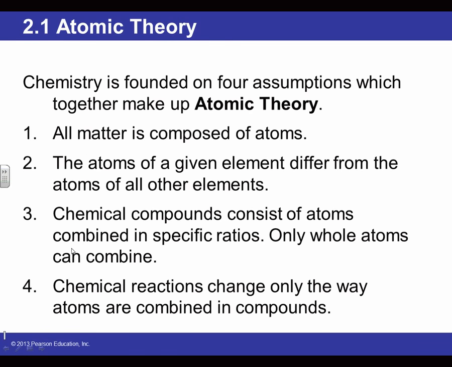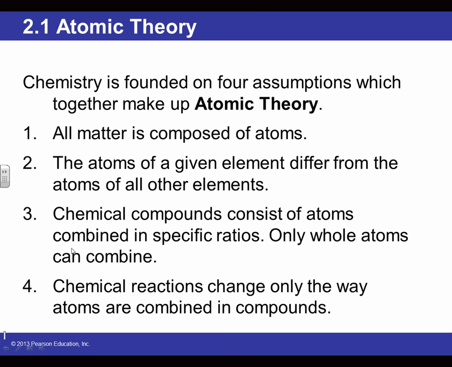Now, within the four assumptions of the atomic theory, there are four things that we are going to use as kind of our precepts. They are that all matter is composed of atoms. The atoms of a given element differ from the atoms of all other elements. Chemical compounds consist of atoms combined in specified ratios. Only whole atoms can actually combine, so you don't get partial atom fractions. And then lastly, chemical reactions change only the way atoms are combined in compounds.